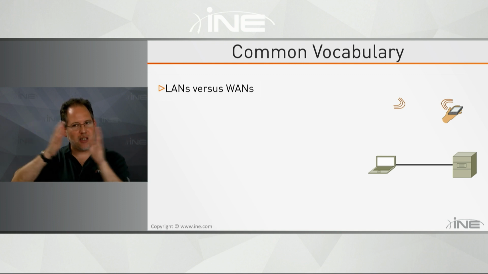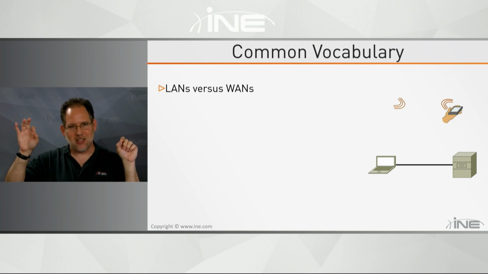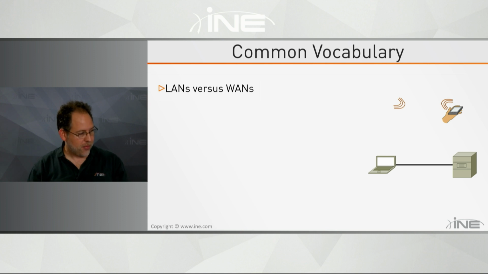And that's why typically it doesn't span very large as far as distance is concerned. Maybe up to about a quarter of a mile, and that's about it. LAN technologies, they only go about that far. A WAN is just the opposite. A WAN is a wide area network.